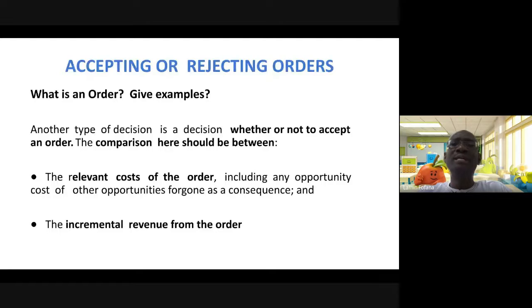But in looking at them, you don't only look at how much it's going to cost you, but you have to consider what is available. So that will be the next slide we're going to look at.